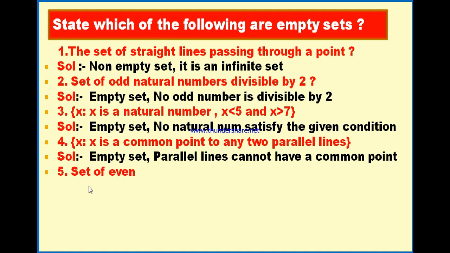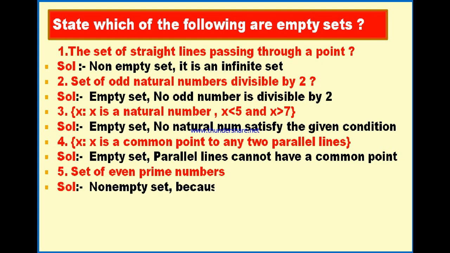Fifth question: the set of even prime numbers. Now, what are the even prime numbers? There is 2. 2 is an even number and at the same time it is a prime number. Therefore, there is an element in this set. Since there is an element, it is a non-empty set because 2 is an even prime. Of course, it is a singleton set. As there is only one element in this set, it is a singleton set and it is not an empty set.